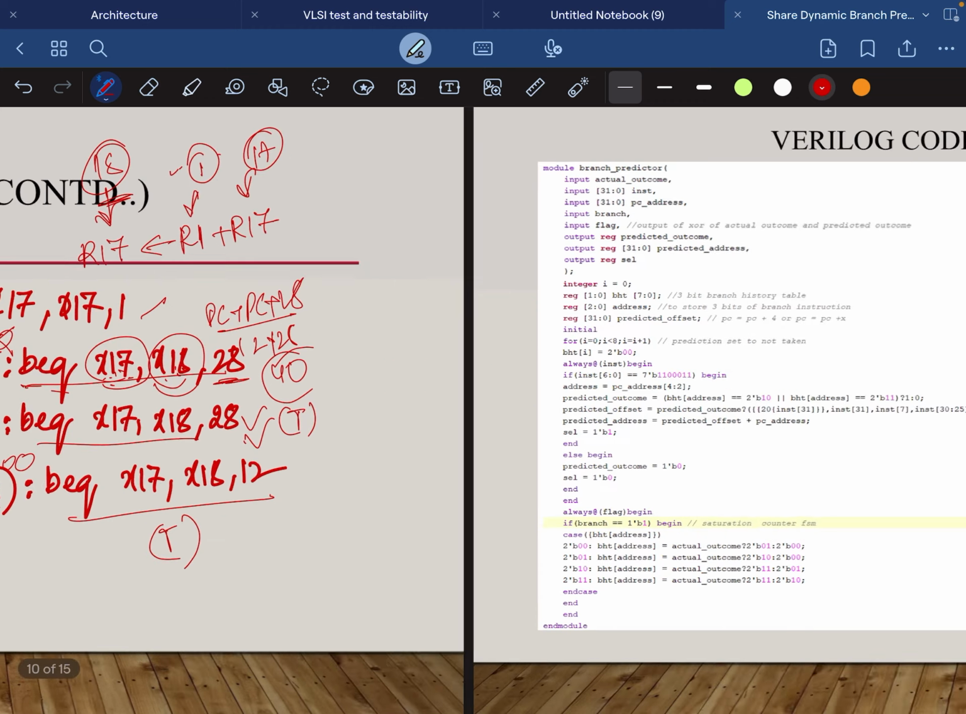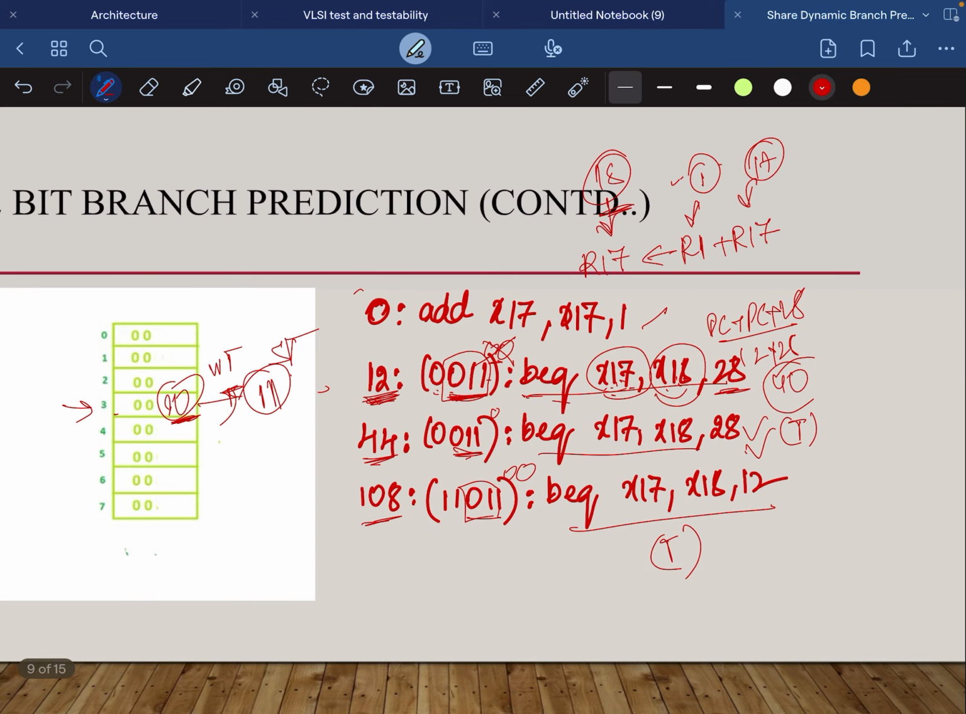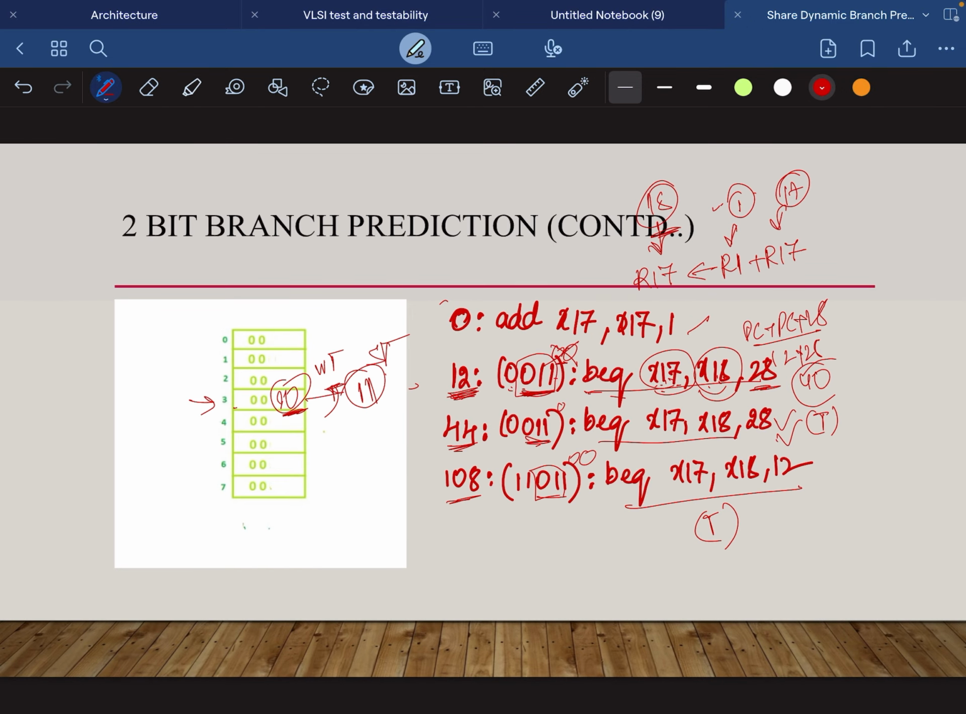This is called the local predictor because the branch instructions are mutually exclusive. There is no dependency on the previous branches. So these are executed standalone, and hence they are called local branch predictions.